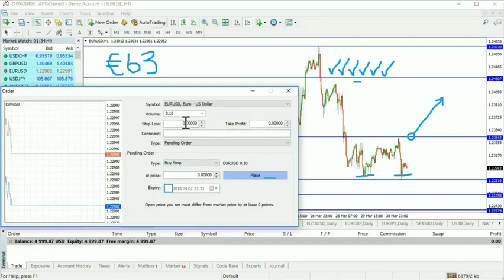And now we can work with these levels. From a risk management perspective, if we get into this market to the upside, do we know and understand exactly where we'd like to place a stop loss?